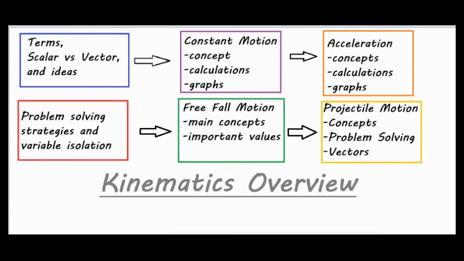And embedded in that, we're going to take a look at some problem-solving strategies and how to isolate variables. And then the last portion, we're going to start taking a look at 2 different things. We're going to be taking a look at free fall motion, objects only affected by the influence of gravity, its main concepts and important values. And then our most complicated part of our kinematics overview is likely going to be projectile motion, which we're going to talk about concepts, problem solving, how to set up everything, and take a look at everything that's going on to develop a good problem solving approach to those different sorts of questions and different calculations.